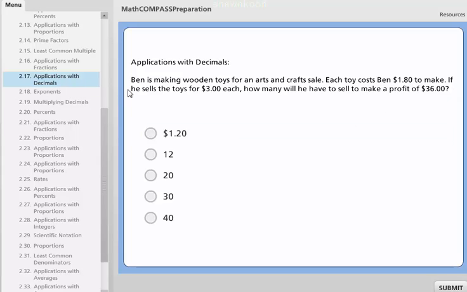Here 2.17: Ben is making wooden toys for an art and craft sale. Each toy costs Ben $1.80 to make. If he sells the toy for $3 each, how many does he have to sell to make a profit of $36?